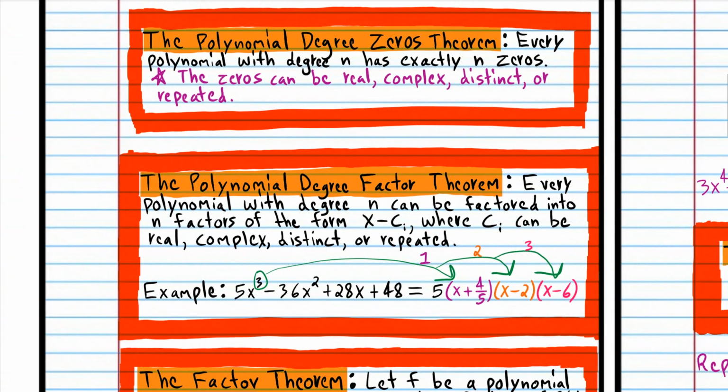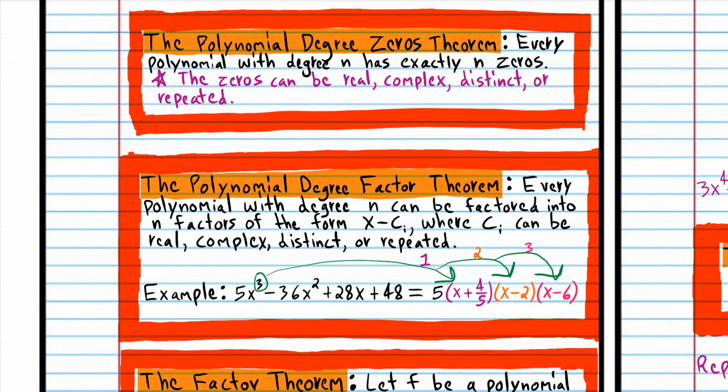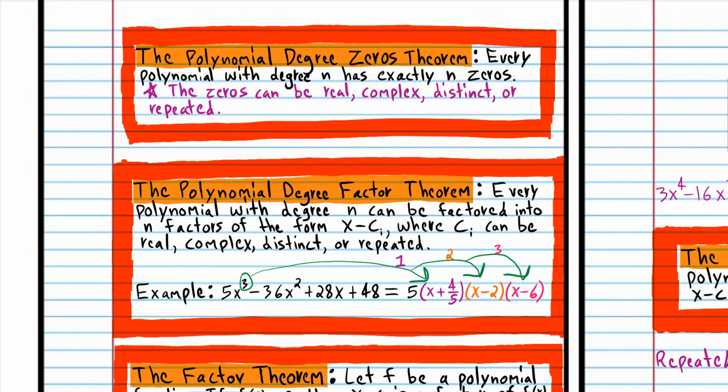So that leads us to something called the polynomial degree factor theorem. To be honest with you, a lot of these theorems don't have names, but it's hard to memorize them if they don't have a name. And by the way, we're doing advanced mathematics now. This stuff is very, very advanced.